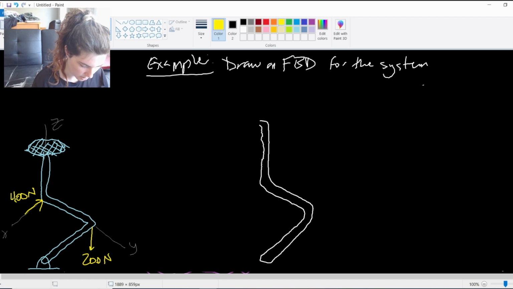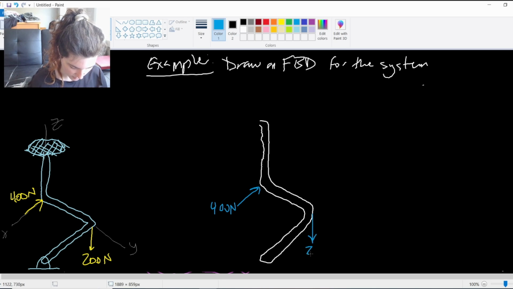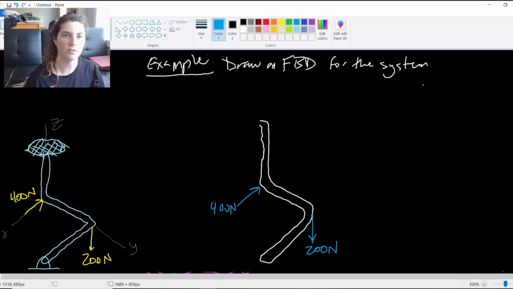Go ahead and put on my applied forces. I have this 400 newtons here, and this 200 newtons down in the negative z direction. And now I'll take a look at my supports. So if I look at the very bottom, at that pinned connection, I'm not going to have one in the x direction, but I'm going to have supports in the z and y directions.